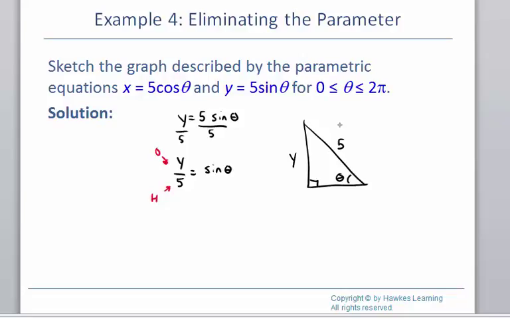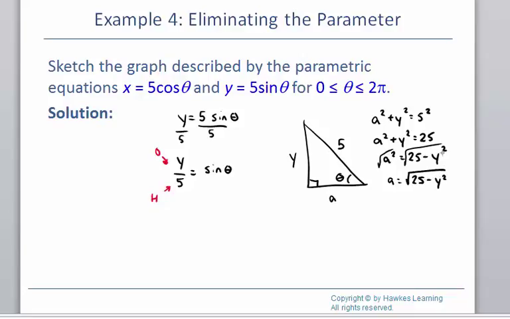Okay, now what I want to do next is come up with an expression for that missing side. We know that we can use the Pythagorean theorem to find that missing side. So if we let this be a, for example, then a squared plus y squared is equal to 5 squared, using the Pythagorean theorem. So a squared plus y squared is equal to 25. Remember, we're solving for a here. So I'm now going to move the y squared to the other side, subtracting it off, and then take the square root of both sides. So a is equal to the square root of 25 minus y squared. Okay, so let's put that in right here, and that gives us that other side for our triangle.